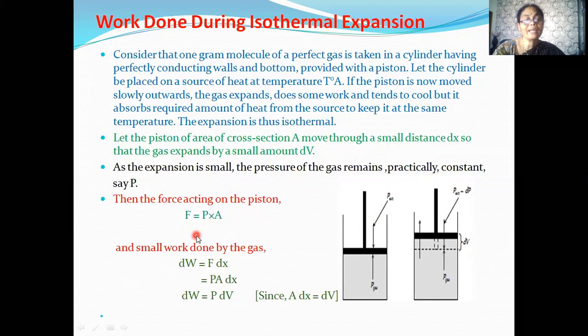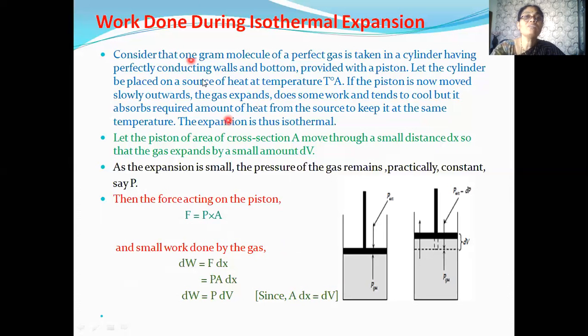From this, we can calculate the small amount of work done by the gas. The small amount of work is represented by dW. dW is equal to force into distance moved, F into dx. So dW is equal to PA into dx. We know that A into dx is nothing but dV, the change in volume. So dW can be written as P into dV. This is the small amount of work done by a gas during an isothermal expansion process.